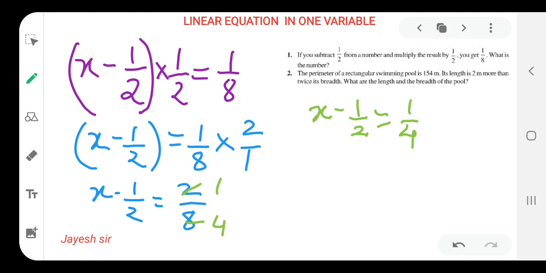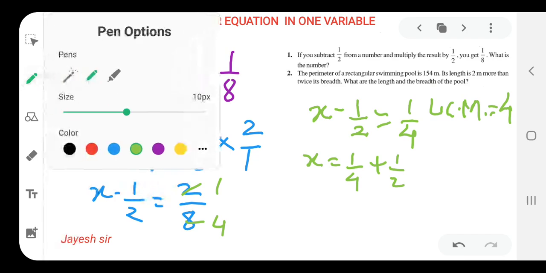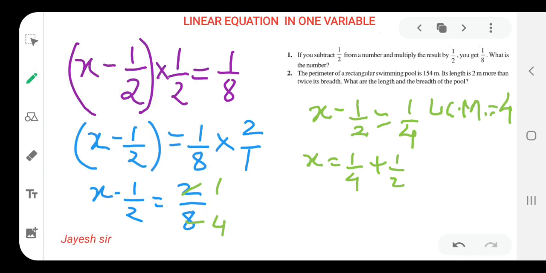Now minus 1 by 2 is there. After going to that side of the equation it will become plus 1 by 2. So as per transposition theorem it will become 1 by 4 plus 1 by 2. Here the denominators are different, so we will take the LCM of 4 and 2. The LCM of 4 and 2 would be 4 only. So let's make the value of 2 as 4, by multiplying it with 2 in denominator and numerator.